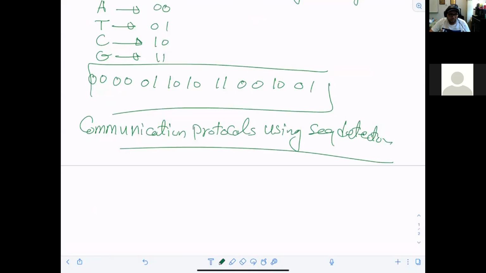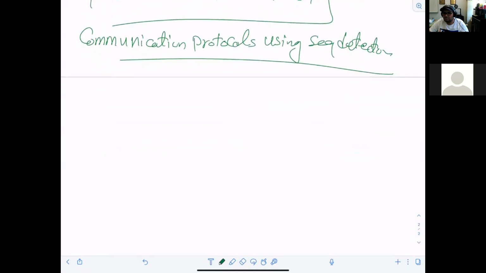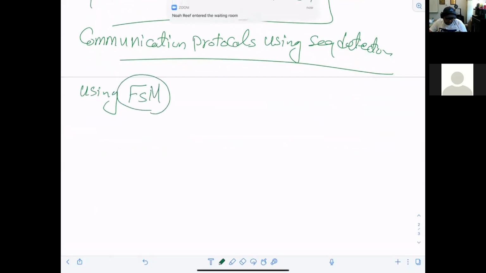Okay, so far so good. Now, how can we build a sequence detector? It's a finite state machine, so it's basically a piece of cake. Using a finite state machine will help us build a sequence detector.